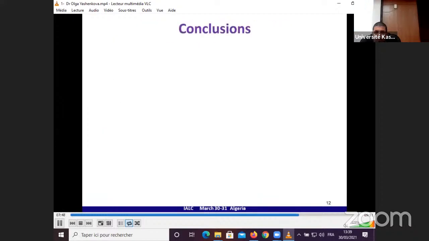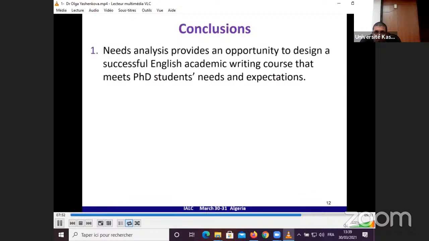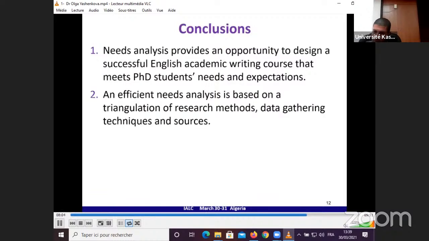To conclude, I want to mention the importance of needs analysis, which provides an opportunity to design a successful English academic writing course that meets PhD students' needs and expectations. To be efficient, this analysis should use a mixed methods approach and be based on a triangulation of research methods, data gathering techniques, and sources.